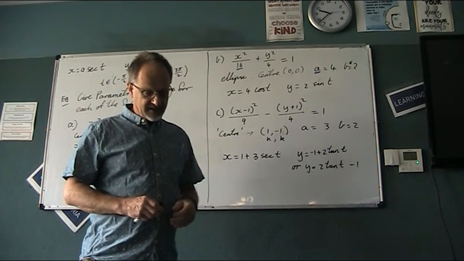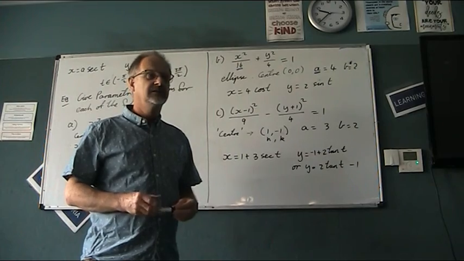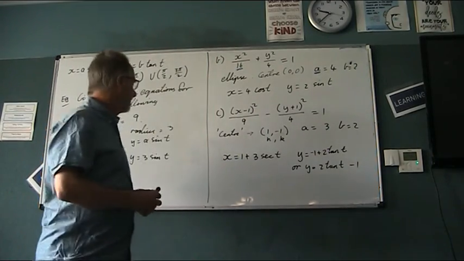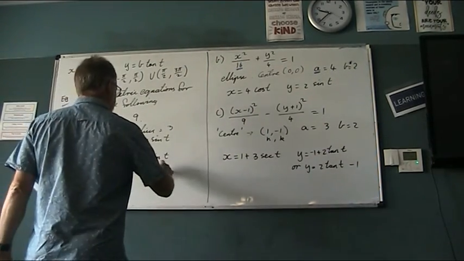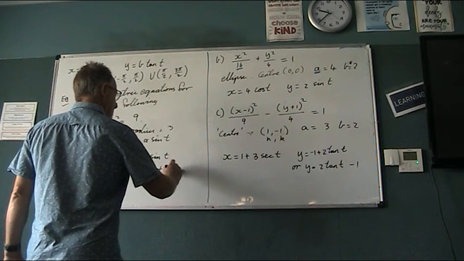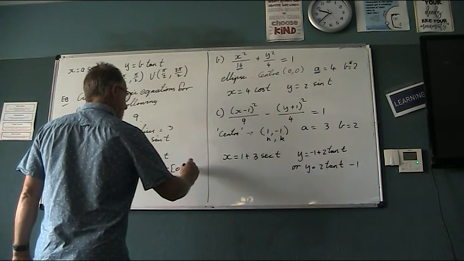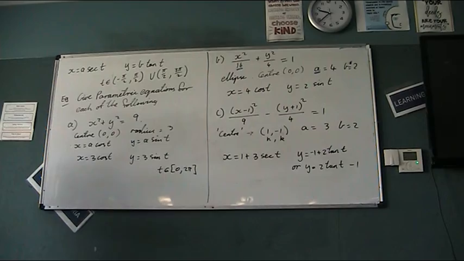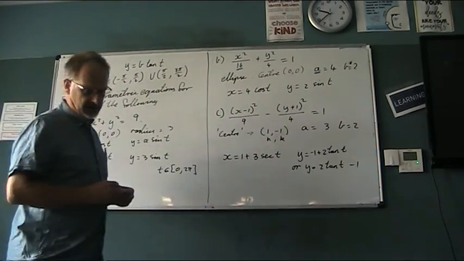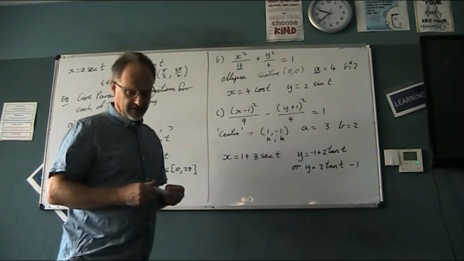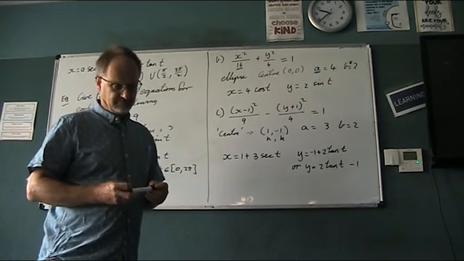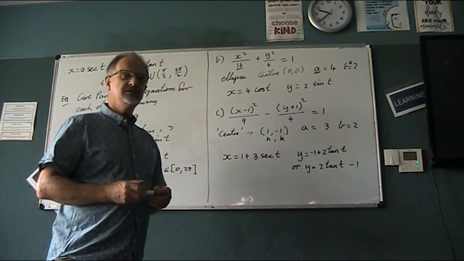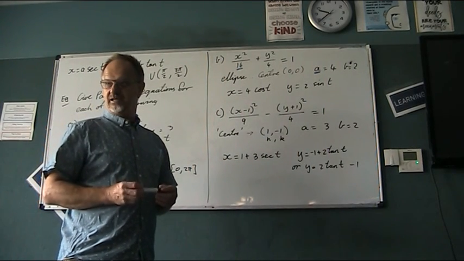Alright, anything about any of that? And the other thing that I should have is perhaps restrictions on what t is, so we get the whole circle. Other than that, no questions? Nothing I need clarifying?